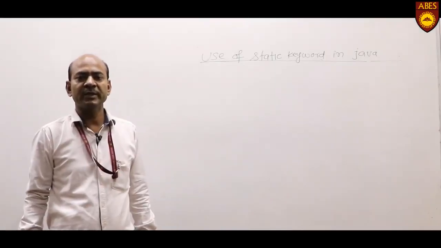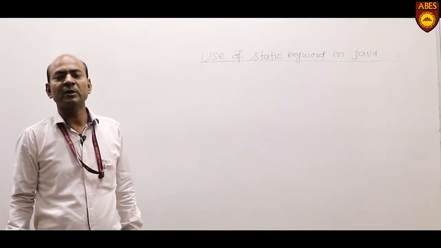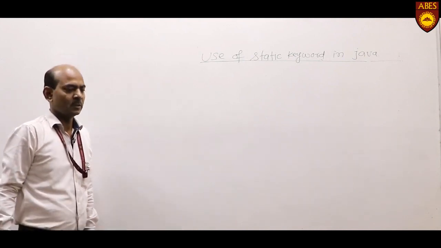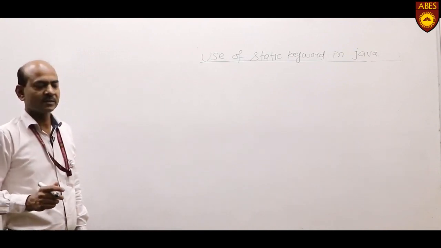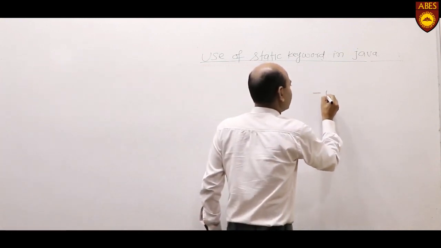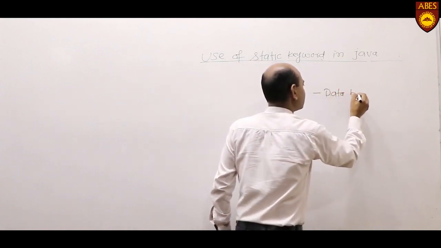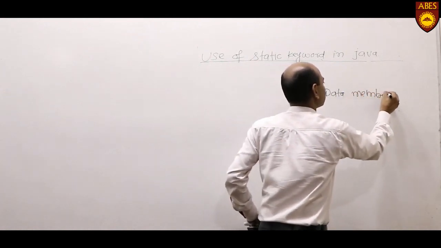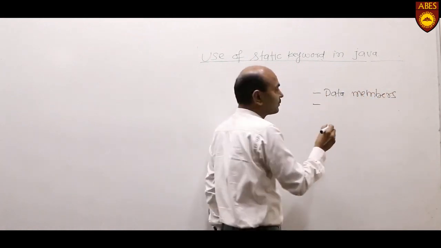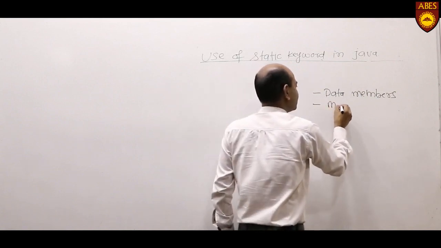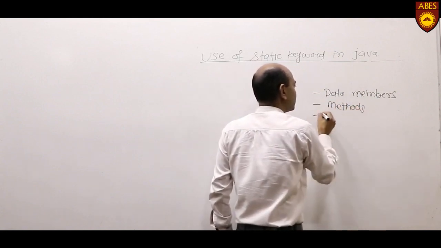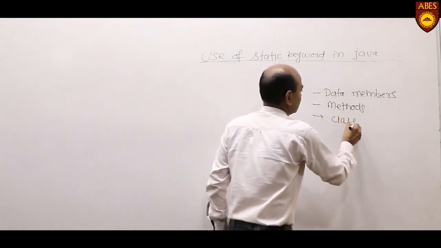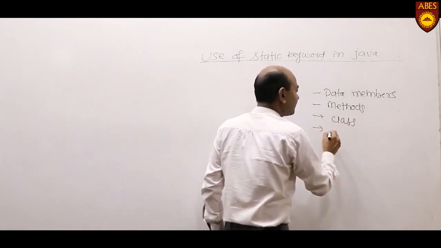Hello students, today I am going to tell you about the use of the static keyword in the Java programming language. The static keyword can be used before data members of the class, or it can be used before methods, or third, it can be used before a class, or there could be a static block.